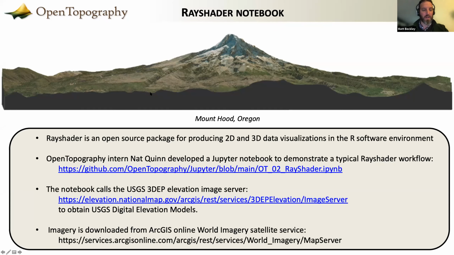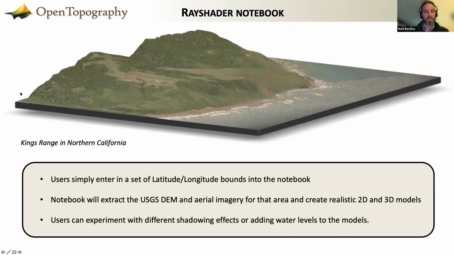Next slide, Chris. So as I mentioned, it's a fairly simple notebook, but it can produce some really cool visualizations. This image here is the Kings Range in Northern California. And it is leveraging that USGS web service to get the DEM for any area that the user enters within the US.